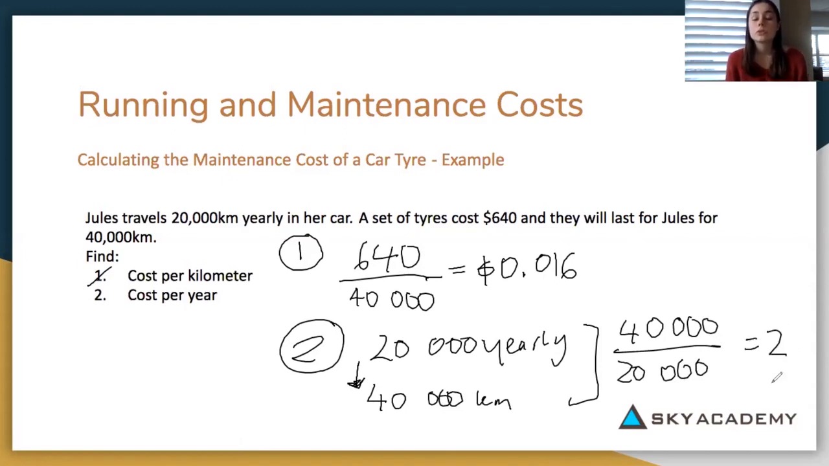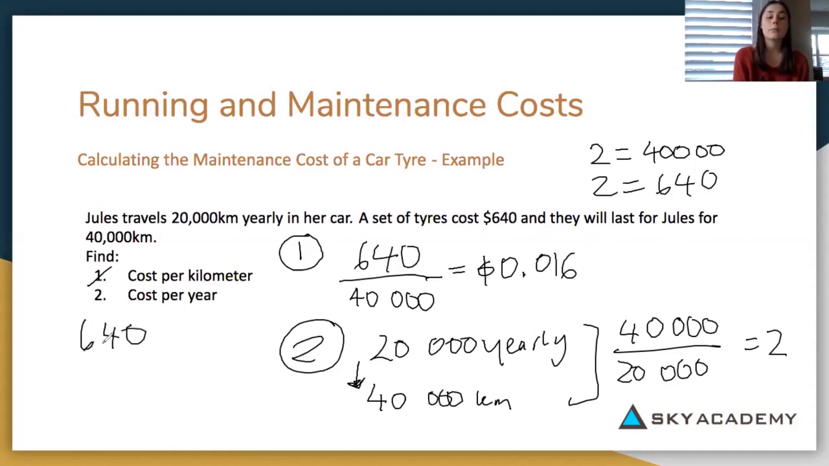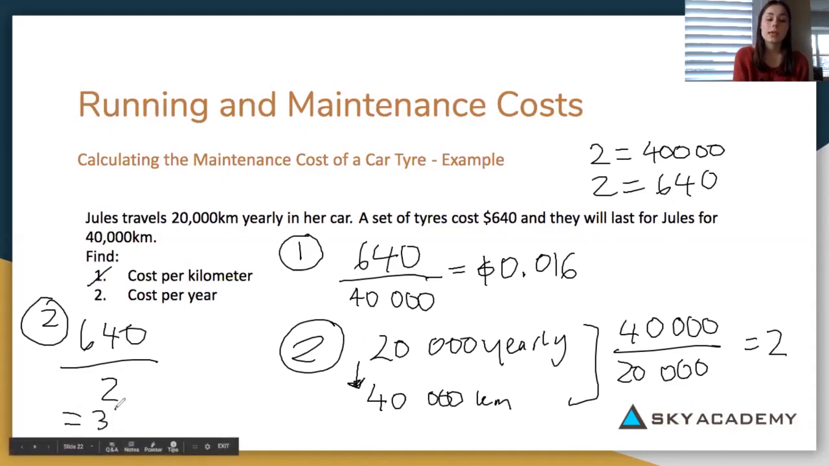And so if 2 years equal 40,000 kilometers, then 2 years equal $640, because 40,000 kilometers equals $640, because that's the cost for the tires. And so to figure out the cost for 1 year, we can just divide 640 by 2, and that will give us 320, and that will be the cost for 1 year. So if 2 years cost $640, then 1 year will cost $320.